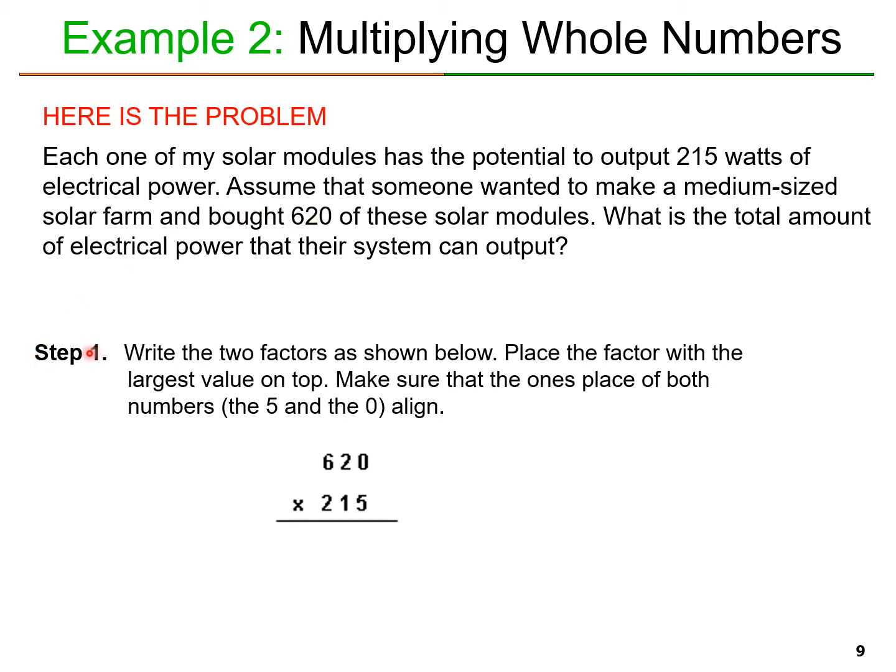Step 1, write the two factors as shown below. Again, we place the factor with the largest value on top. 620 is larger than 215, so 620 goes on top. Make sure that the ones place of both numbers align. The ones place in 620 is a 0. The ones place in 215 is a 5. So we make sure these align, and they do.